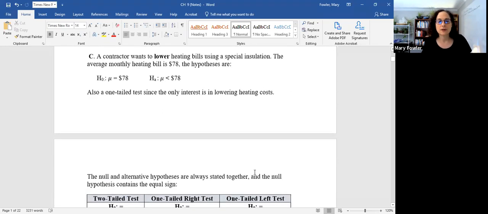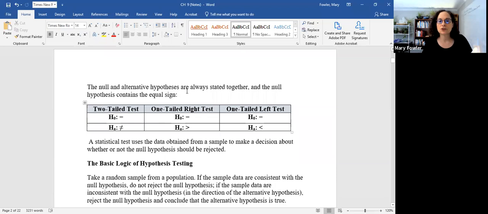So as we see, null and alternative hypotheses are always stated together. The null hypothesis contains the equal sign, and the alternative hypothesis has the not equal sign, or greater than or less than. And we will go over why these are referred to in terms of tails, and we'll be getting to that shortly.